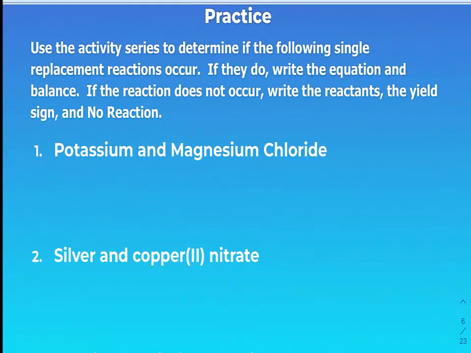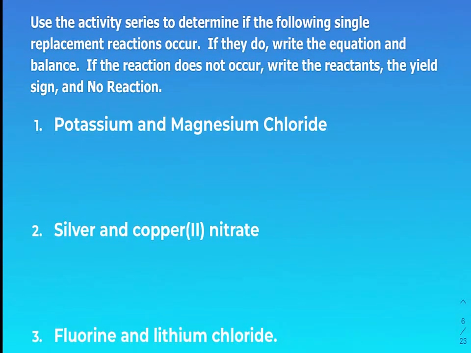Okay, we're going to do a little practice here together. We are going to use the activity series to determine if the following single replacement reactions occur. If they do, we will write the equation and balance it. If the reaction does not occur, we will write the reactants, the yield sign, that's the arrow, and the words no reaction. So potassium and magnesium chloride.